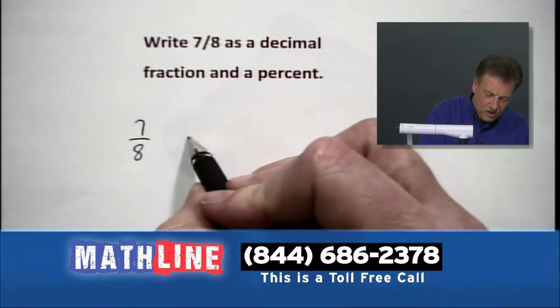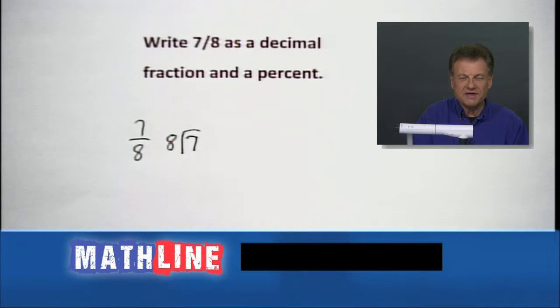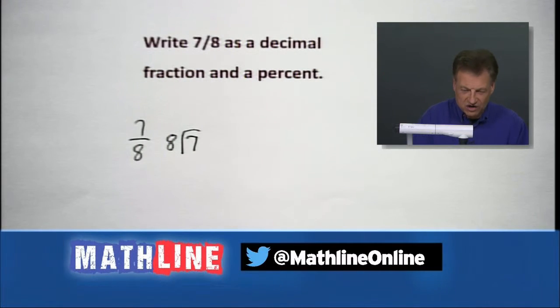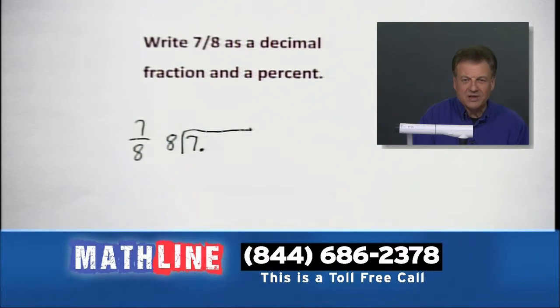Well, the 7 is going on the inside, even though, yes, it's smaller, and the 8 is going to go on the outside. But what happens here is we're going to stretch this out, we're going to put a decimal in there, and we're going to see what happens with it, all right?